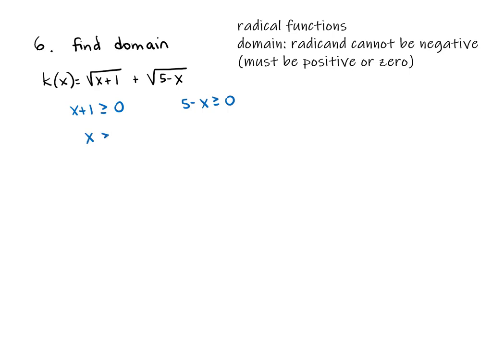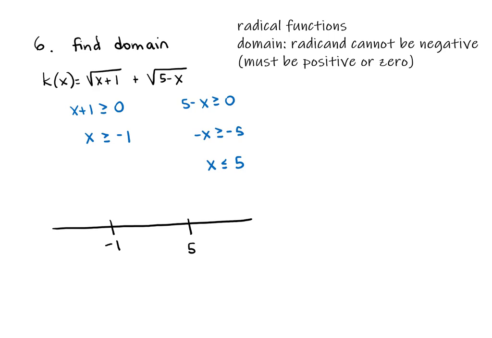So the first one is very easy to solve. It's x is greater than or equal to negative 1. The next one is negative x is greater than or equal to negative 5. So we're going to divide by negative 1 and turn that symbol around. And so I have this. Let's graph it to see what I have.